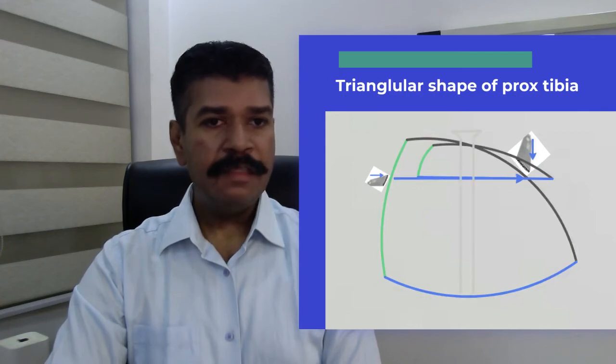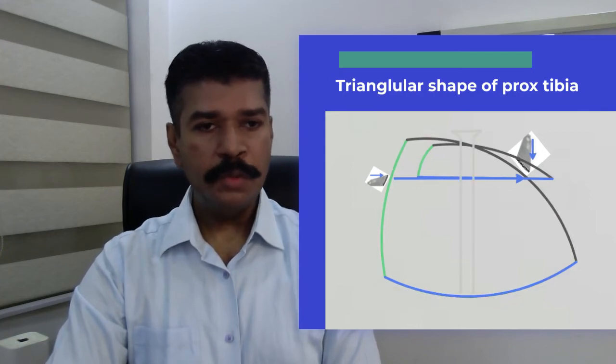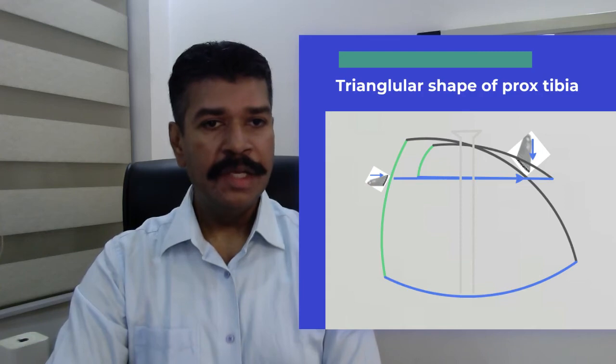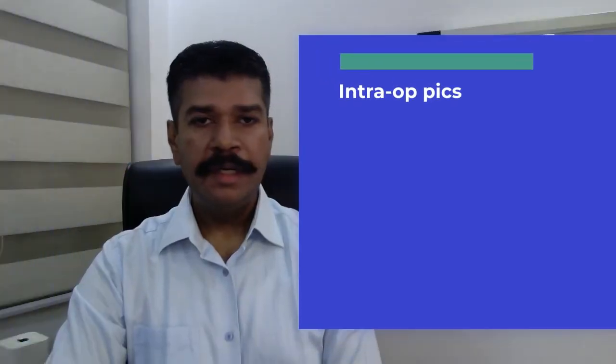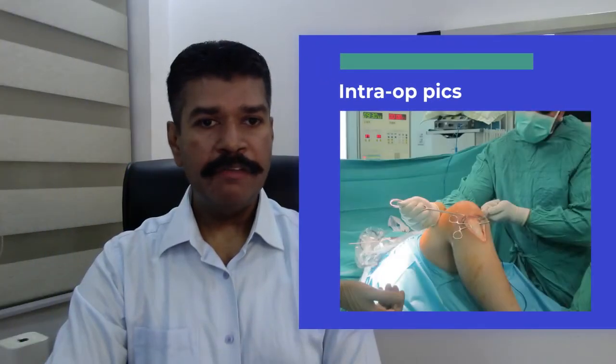And once you fix it with the desired number of screws, usually two at least, or maybe ideally three, you might note that the small portion on the medial side overhangs. And since this is a subcutaneous portion of the tibia, you might want to chamfer it, otherwise, it will be uncomfortable for the patient. I'll take you through a few intraoperative pictures.